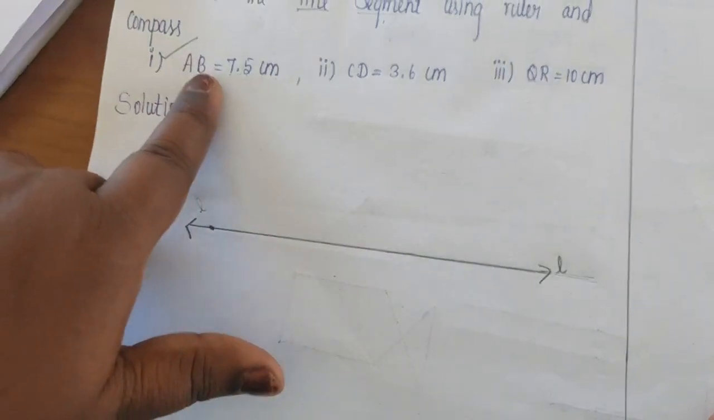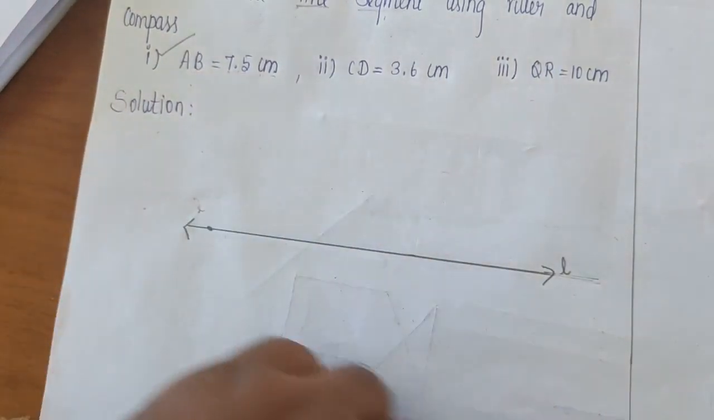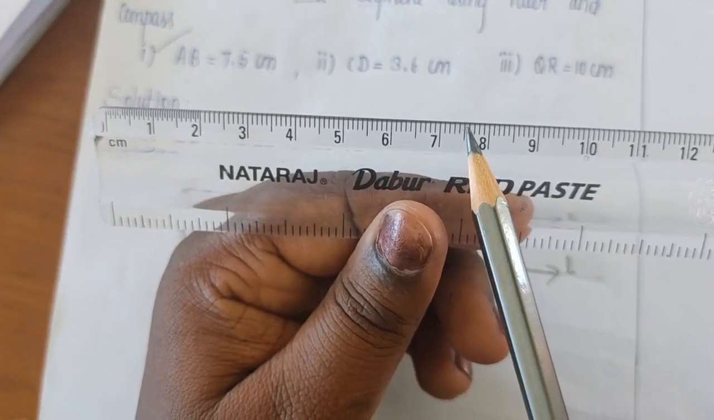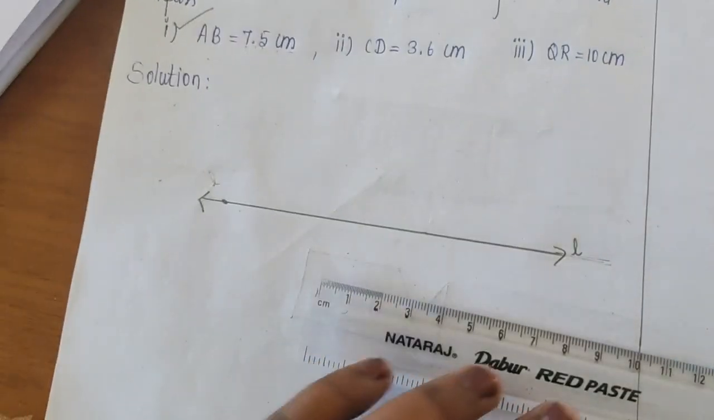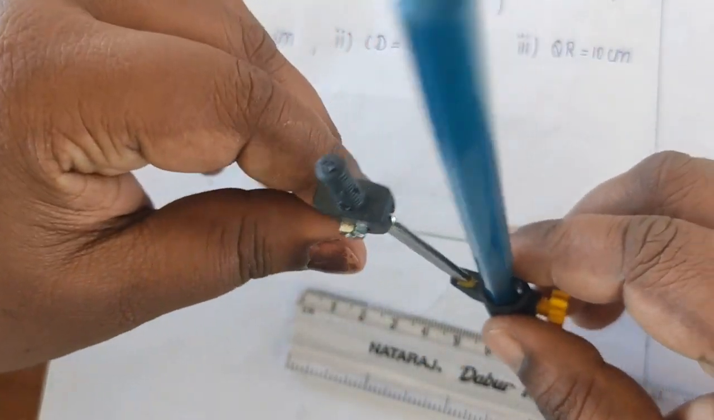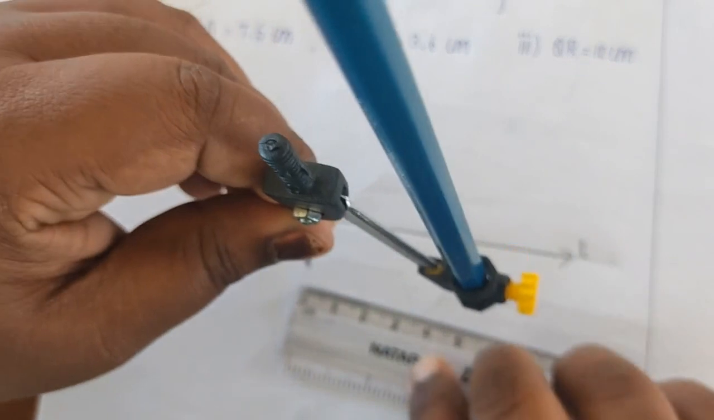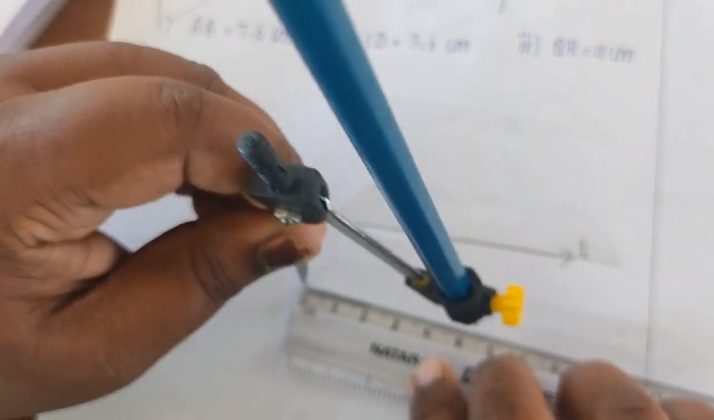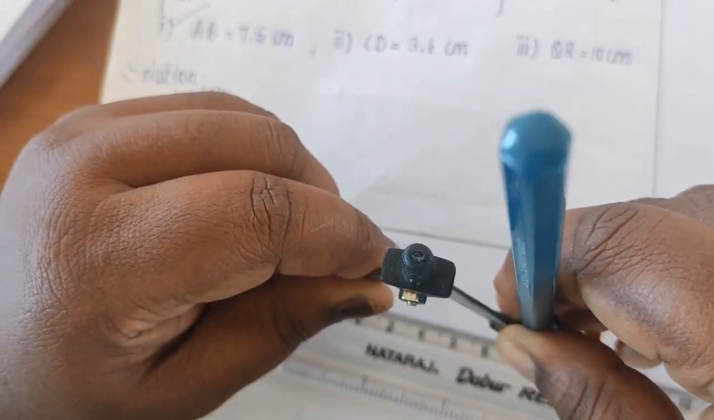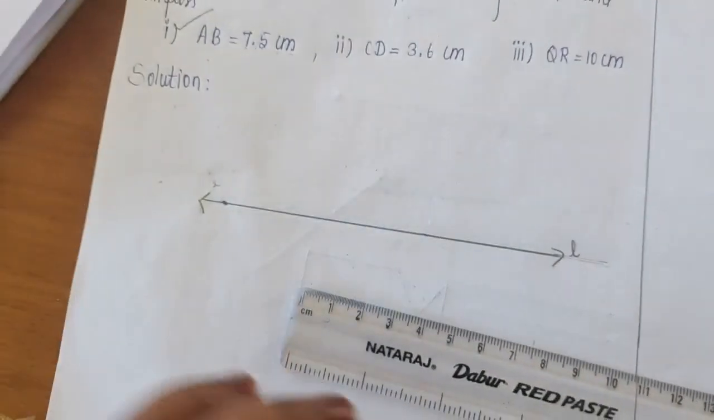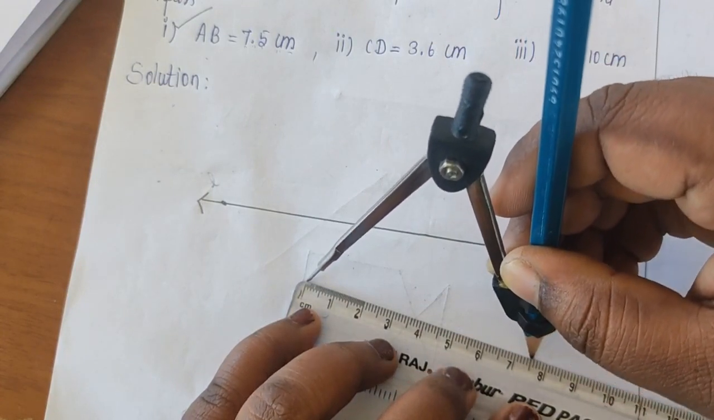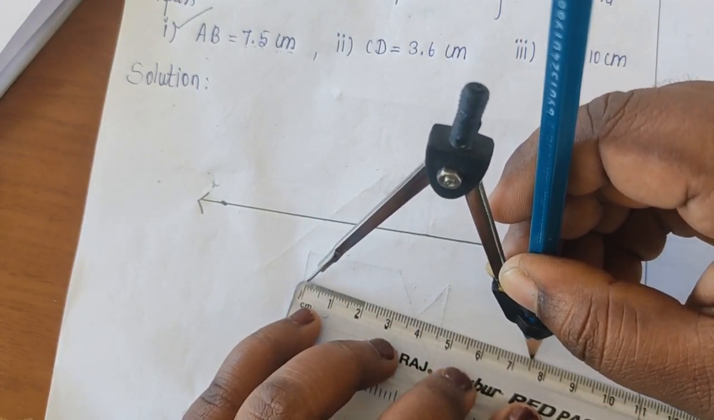Okay, AB equal to 7.5 centimeters. So where is 7.5 centimeters? This is 7.5 centimeters. Using the compass, take 7.5 centimeters. This one is 7.5 centimeters.